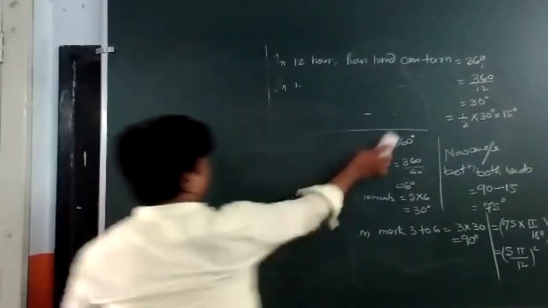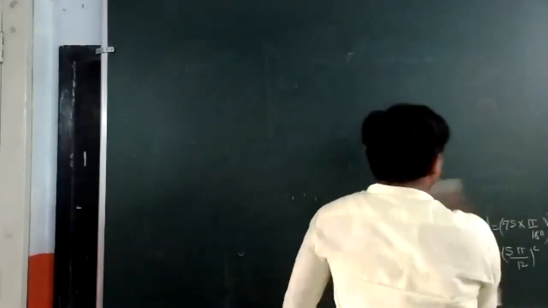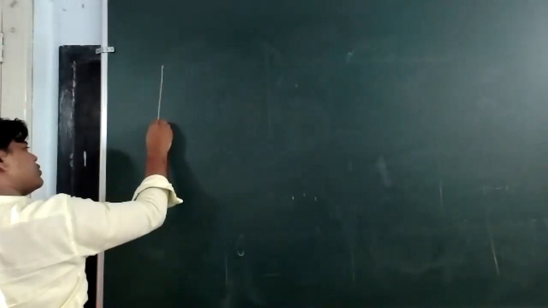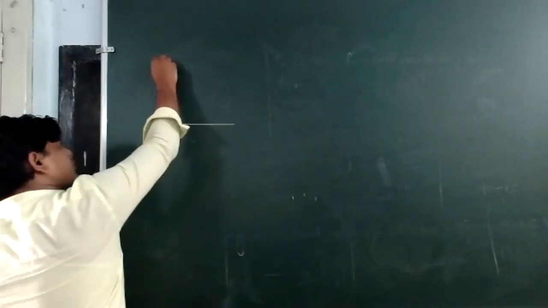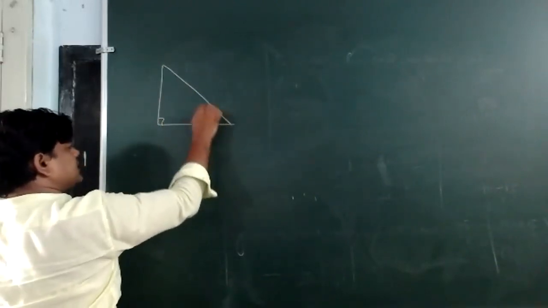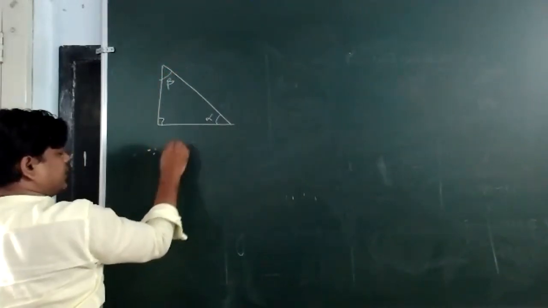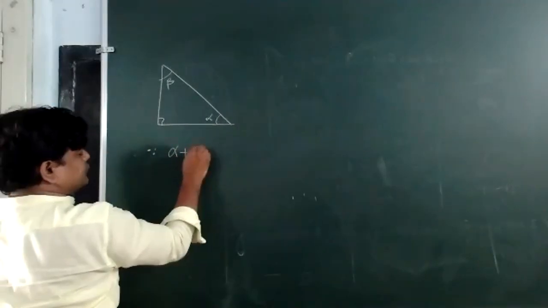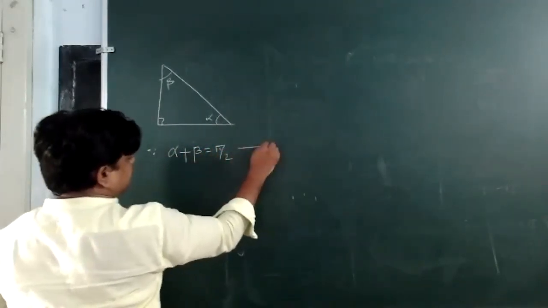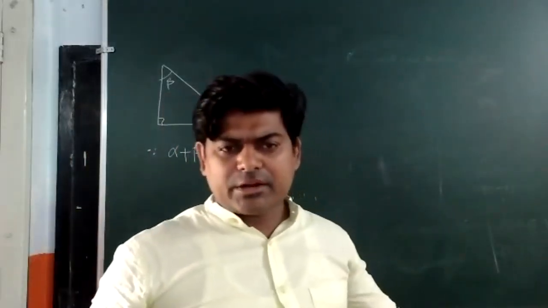If one triangle is given and it is a right angle triangle, and the acute angles are taken as alpha and beta, then we know very well alpha plus beta is equal to pi by 2. This is equation number 1. Am I correct?